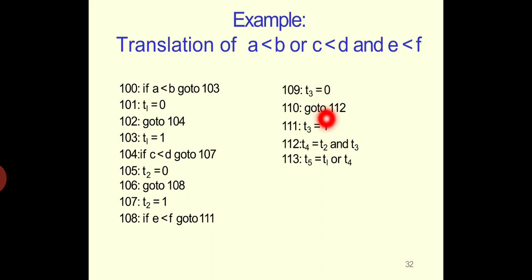Then you have to perform the OR operation or AND operation. Here AND has the highest precedence, so you have to perform AND first. So what is the result of c less than d? That you have to AND with the result of e less than f. That is why t4 is equal to t2 and t3. Then t5 is equal to the result of c less than d and e less than f, and then OR it with a less than b. So that is t1 or t4.